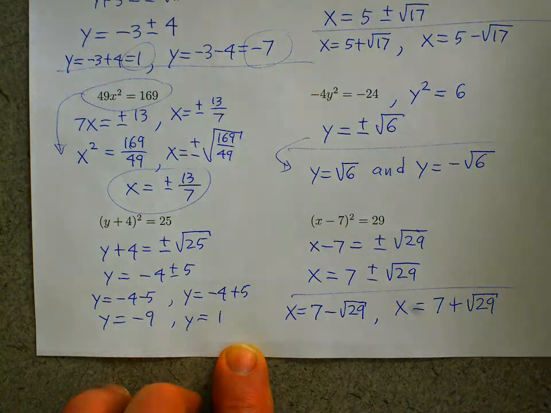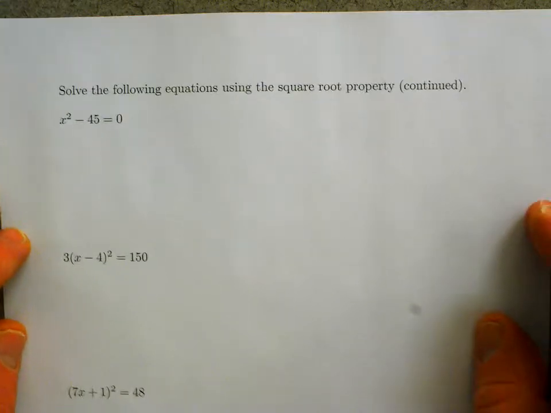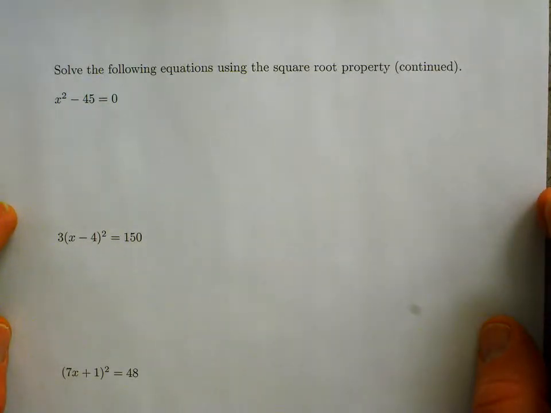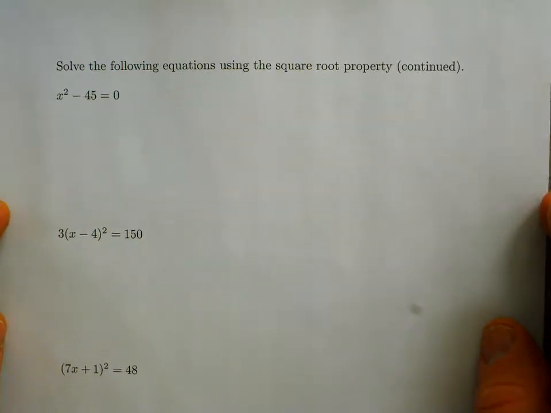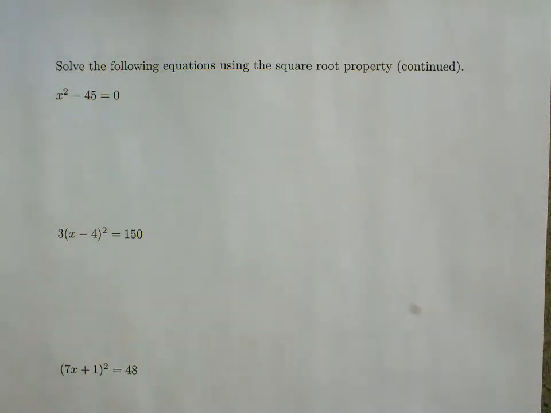Okay, so more of the same on the next page. Only slightly more complicated. Solve the equations using the square root property. x squared minus 45 equals 0. So work on that for a few seconds and then type in your answer.